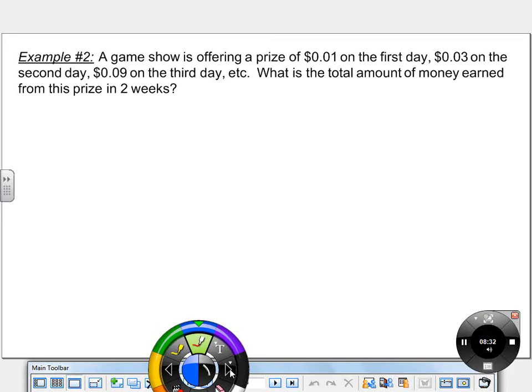All right, so a game show is offering a prize of 1 cent on the first day, 3 cents on the second day, 9 cents on the third day. What is the amount of money earned from this prize in 2 weeks? So our sum is that we got 1 cent the first day, 3 cents the next day, 9 cents the next day, dot, dot, dot. And we want to know what the prize is in 2 weeks. So 2 weeks consists of 14 days. Our first term is 0.01.